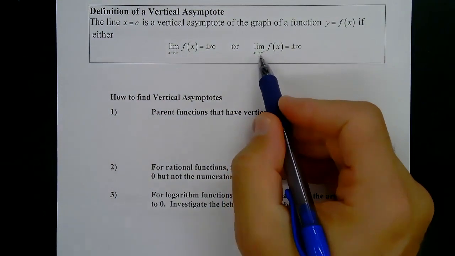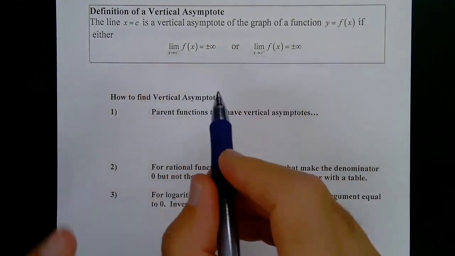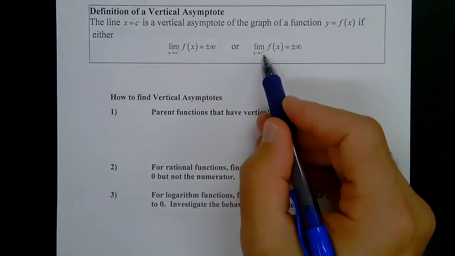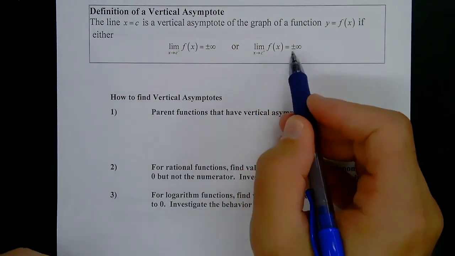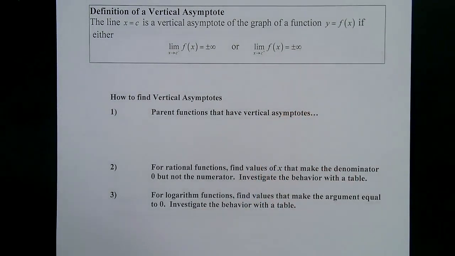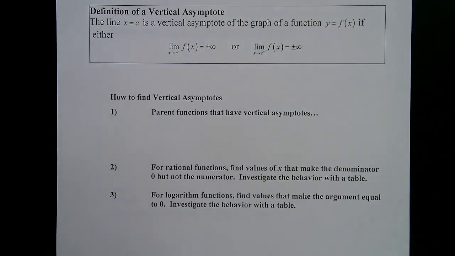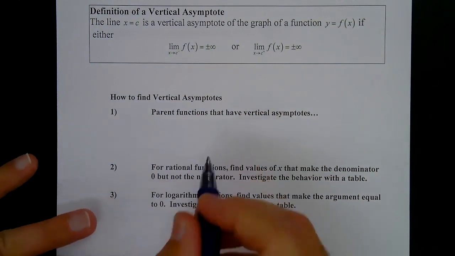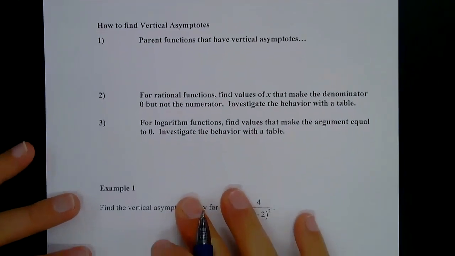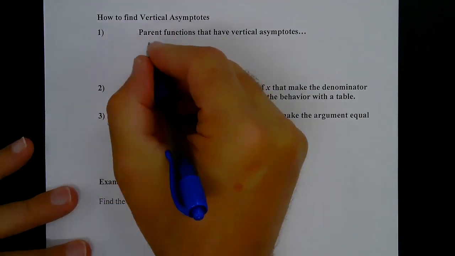Or it could be both too, because that's what the "or" means. The limit as x approaches c from the right: you're approaching some number c from the right for the function, and the result is either infinity or negative infinity. That's when you know you have a vertical asymptote. It's the only time you know. All right, so some parent functions that have vertical asymptotes. Let me slide this up a little bit. You need to know that definition, by the way.